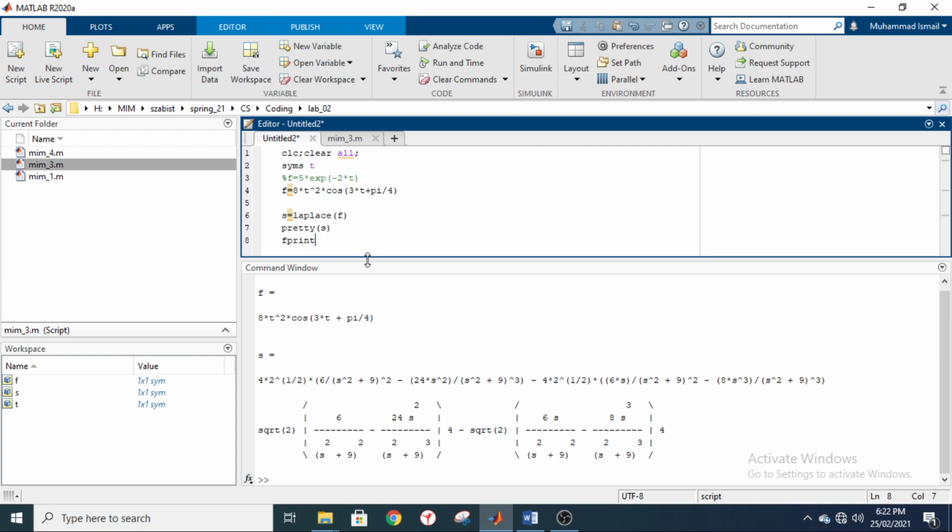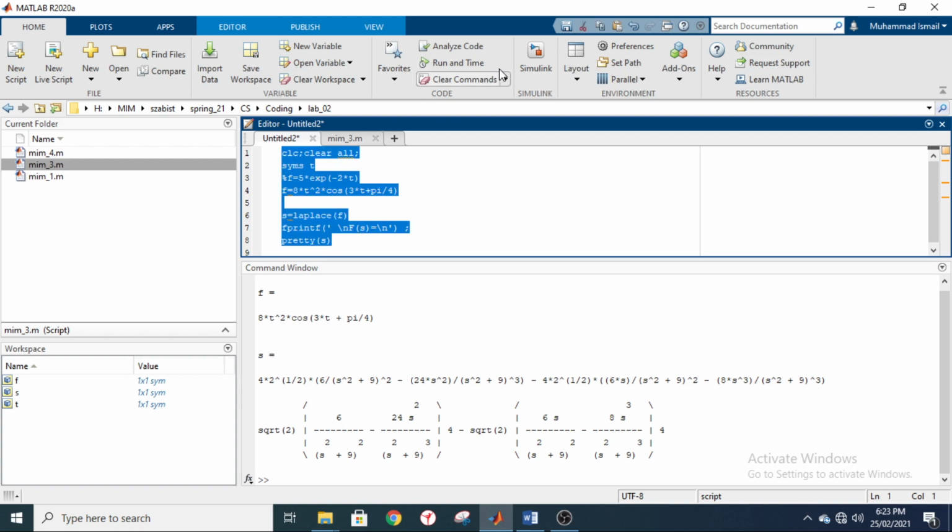With the help of this command, you can display any messages on the screen. Okay, let me use it before PT. So fprintf is used to display any message on the command window, and \n indicates the next line. F of x equals to next line. Okay, let me run this.